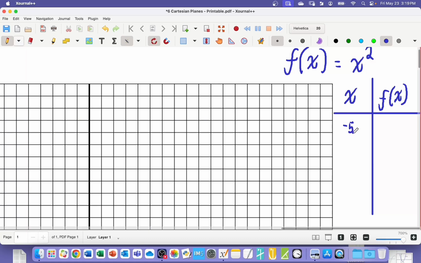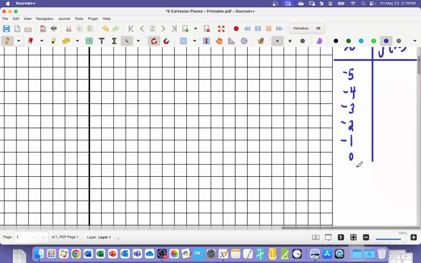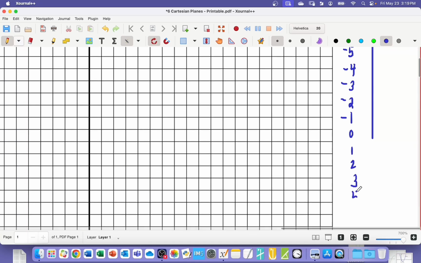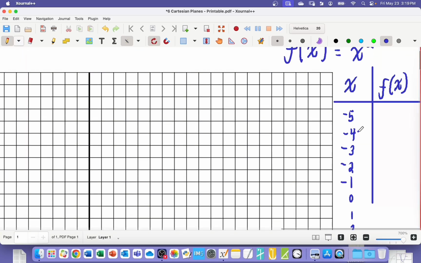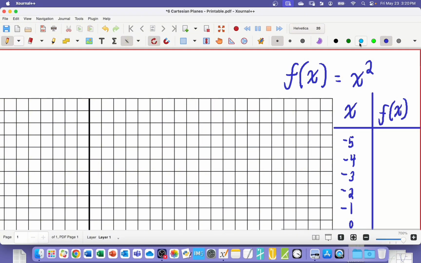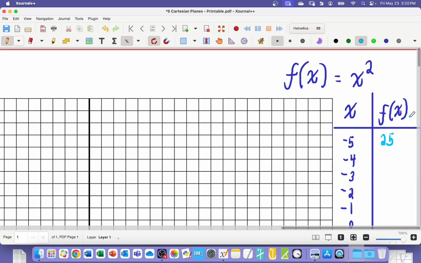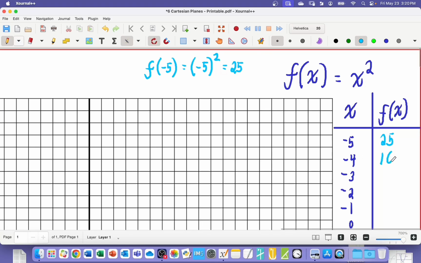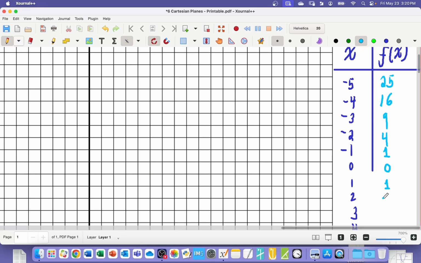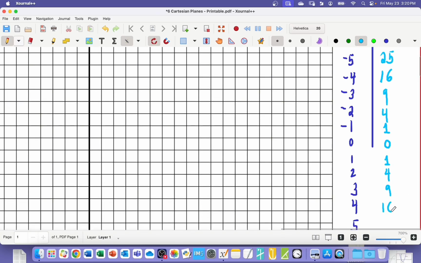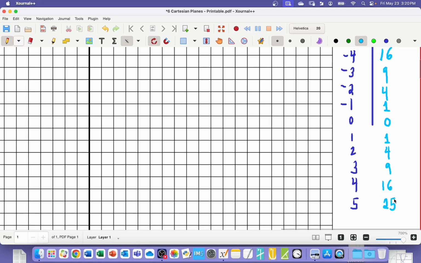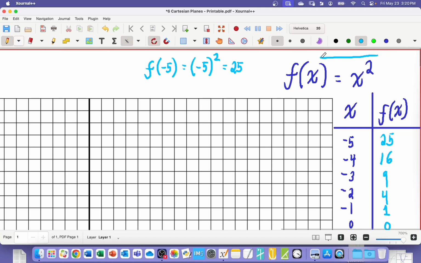When x is -5, -4, -3, -2, -1, 0, 1, 2, 3, 4, and 5. If I'm plugging in -5 into x squared, my output has got to be 25, because f of -5 would be -5 squared equals 25. This one's got to be 16, this has got to be 9, this has got to be 4, this has got to be 1. 0 squared is 0, 1, 4, 9, 16, 25.